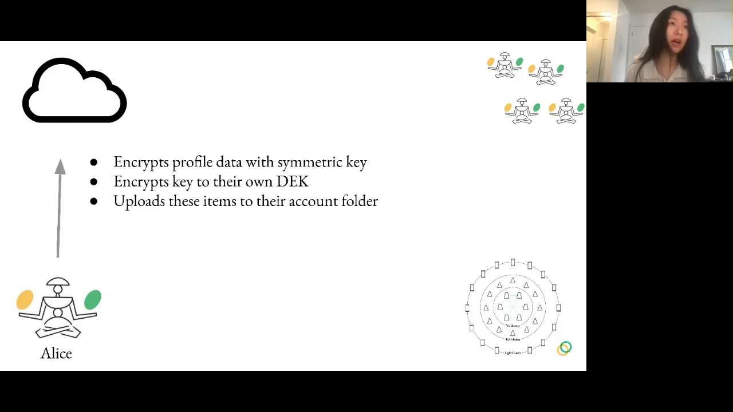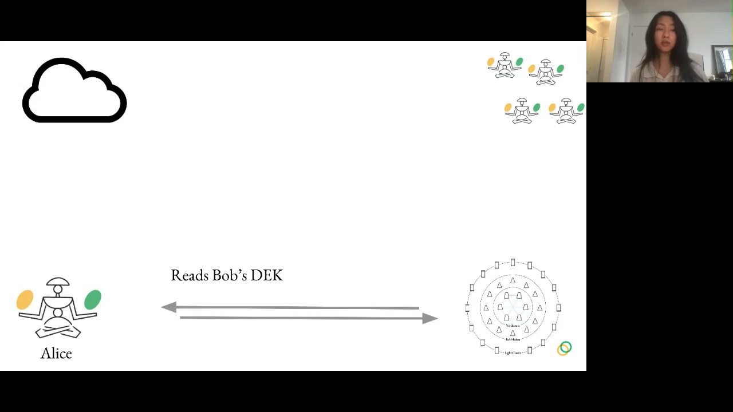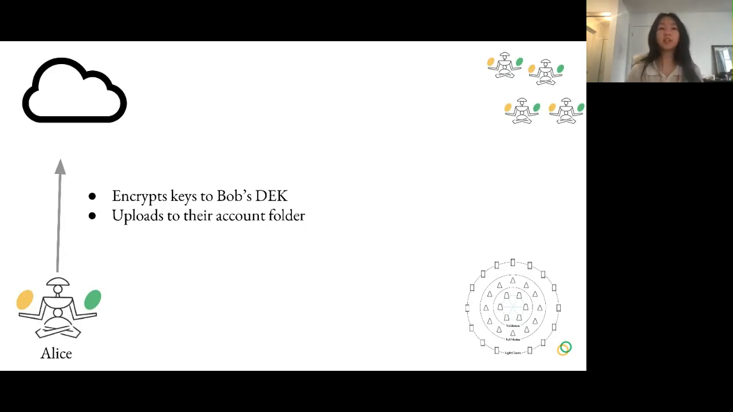So let's say Alice wants to associate her account with her name and picture. What she does is generate a symmetric key for her information. Using the symmetric key, she encrypts her profile data, and she also encrypts the symmetric key with her own data encryption key, and uploads all of these pieces of information to the backend storage. Then she decides, okay, I want to give Bob access to my profile. So from the network, she would retrieve Bob's data encryption key, and using it, she would encrypt the symmetric key that was used to encrypt the profile data, and then upload this to her account folder in storage.